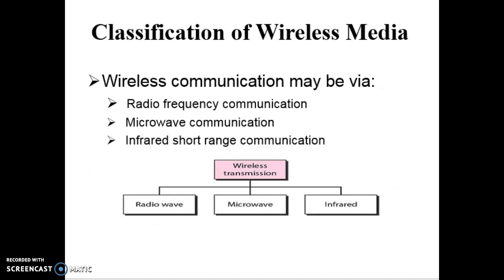Again, we will move forward to the classification of wireless media. Wireless communication may be done via radio frequency communication, microwave communication, and infrared short range communication. These are classified on the basis of their frequency channel, or the frequencies they carry. Obviously, radio waves, microwaves and infrared have different carrier frequencies, and on the basis of that they are classified. This can be seen in this figure.